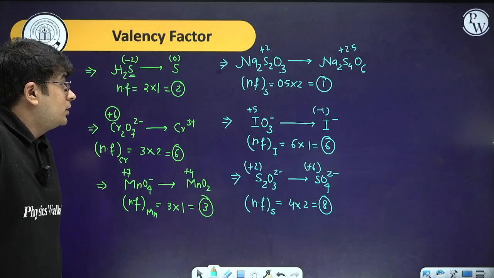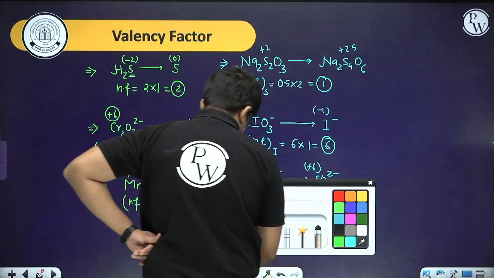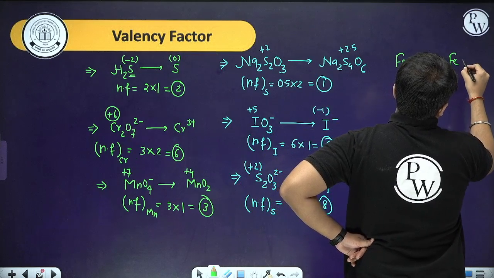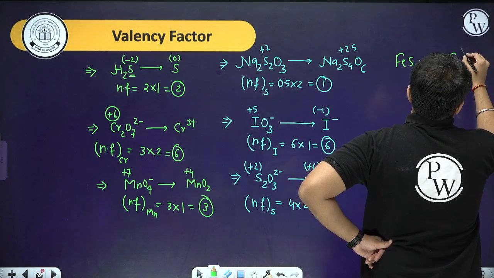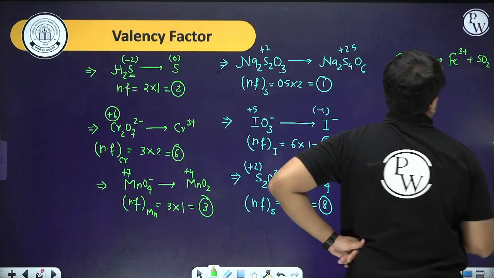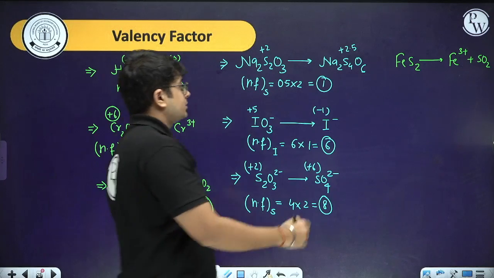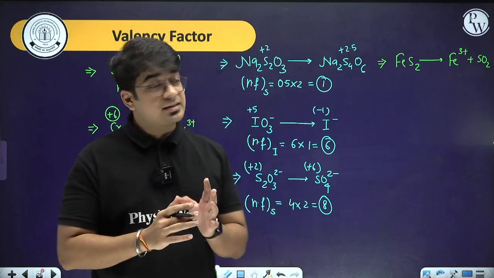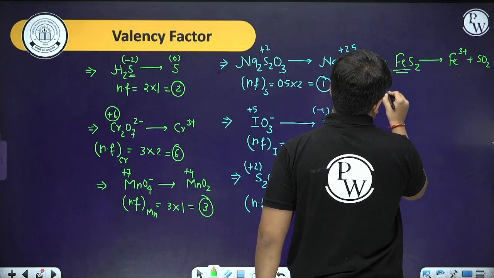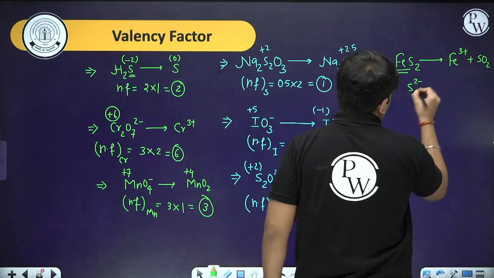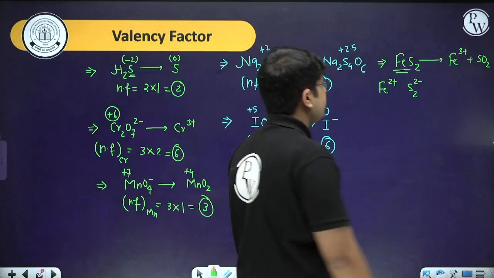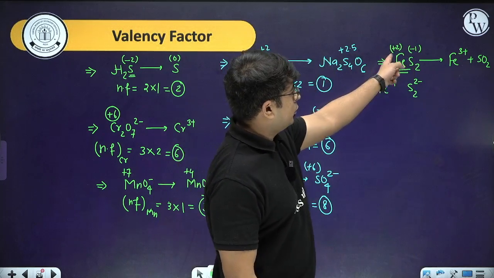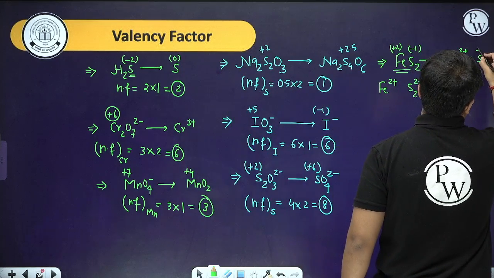There are some special cases also. For example, FeS2 is converting into Fe3 positive plus SO2. It's a very interesting example. First of all, you have to calculate the oxidation state of iron and sulfur. FeS2 is a combination of Fe2 positive as well as S2 2 negative. S2 2 negative means sulfur is in -1 and iron is in +2. Iron is converting from +2 to +3, and sulfur is converting from -1 to +4.